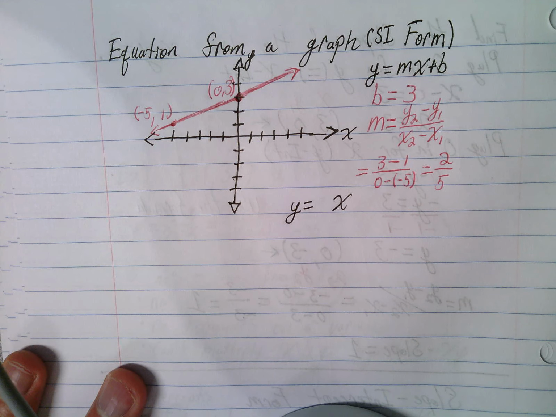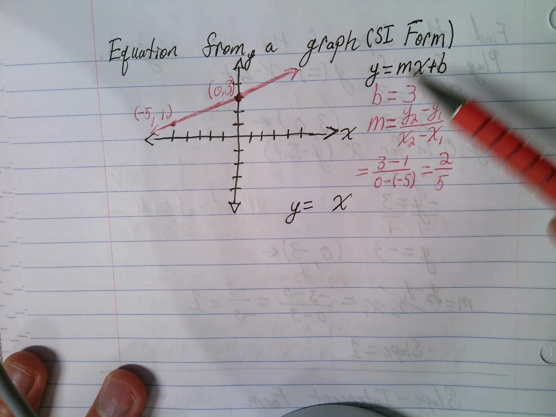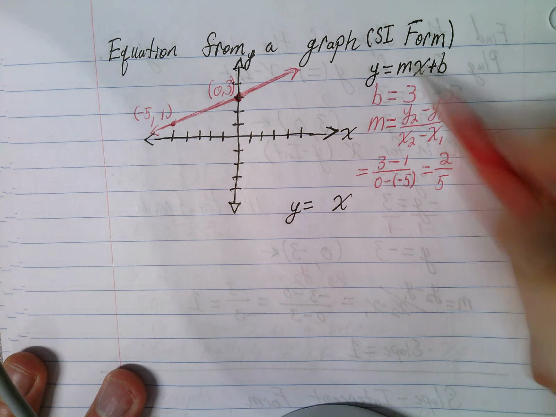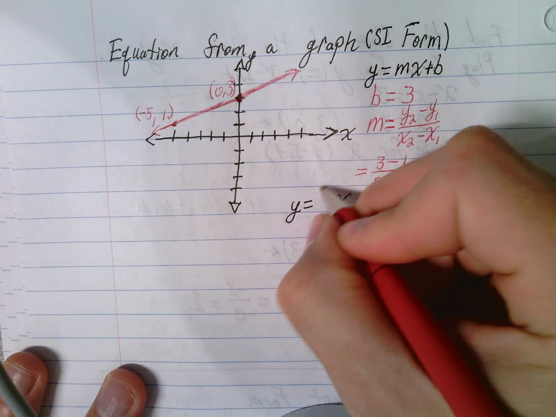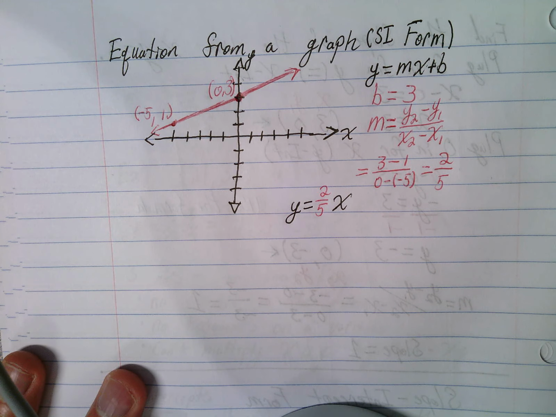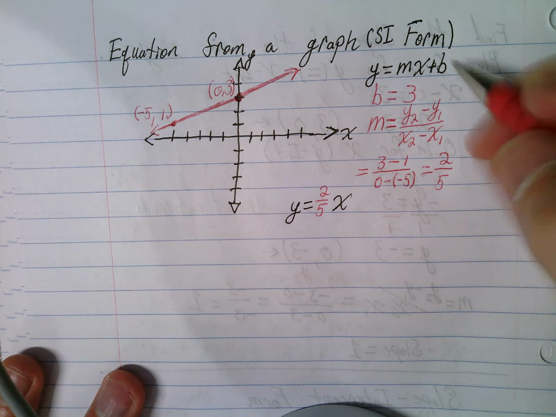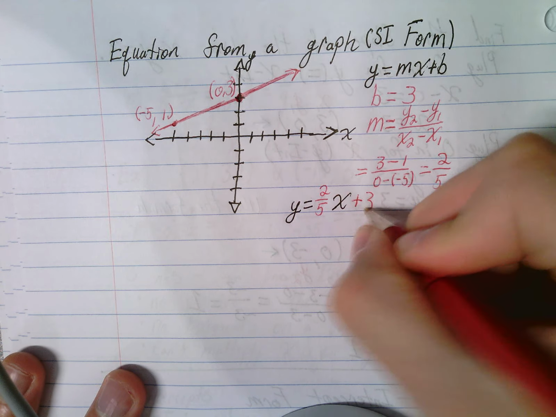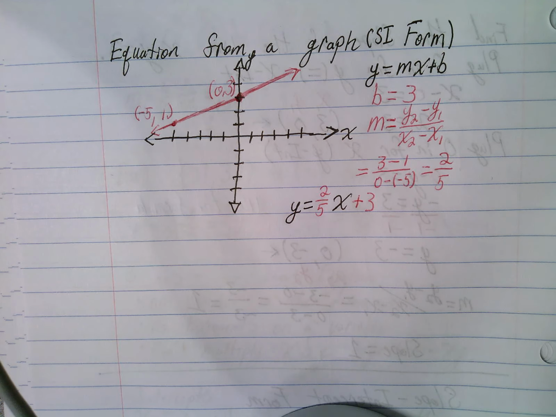Yeah. Come on, guys. What's M stand for? Oh, it's y equals 2/5 x. Good. So I plug in the 2/5 for M, which is 2/5 x. And then my B value. What's my B value? Positive 3. So since it's positive here, it's plus 3. Neato.